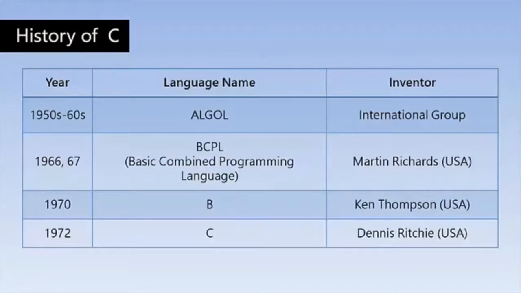After a few years, a language called BCPL, which stands for Basic Combined Programming Language, was developed by Martin Richards in the years 66 and 67. Then came the language B in 1970, developed by Ken Thompson. B language was the successor of BCPL. All the languages have some loopholes, and that is why they led to the invention of new languages. And in the year 1972, C was developed by Dennis Ritchie.